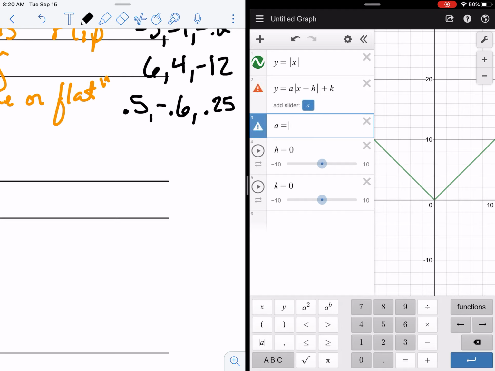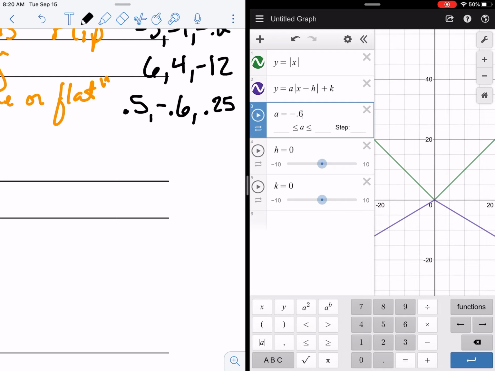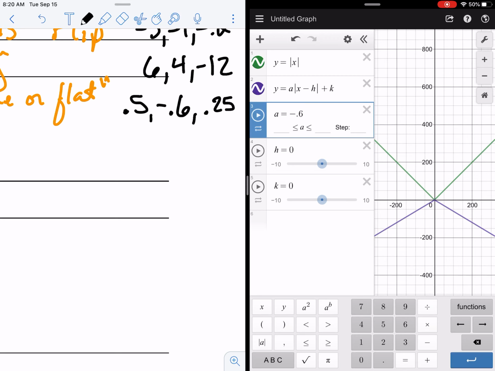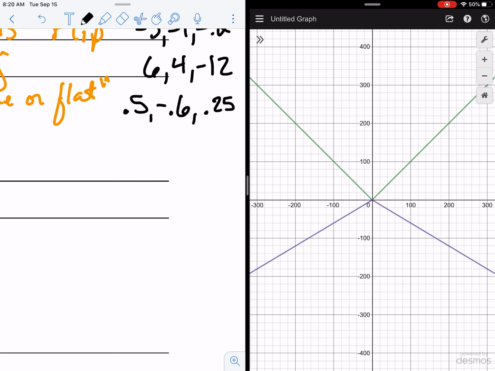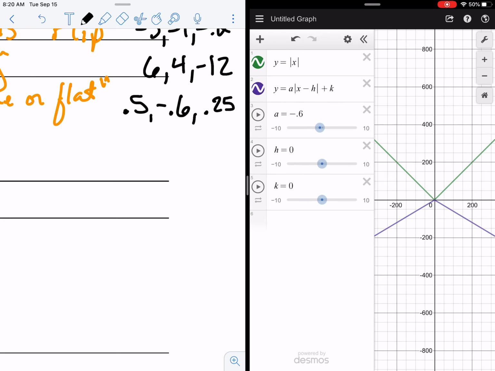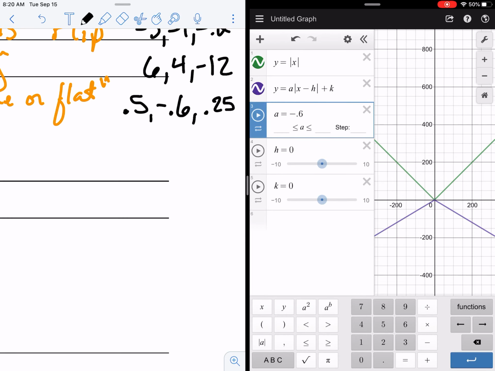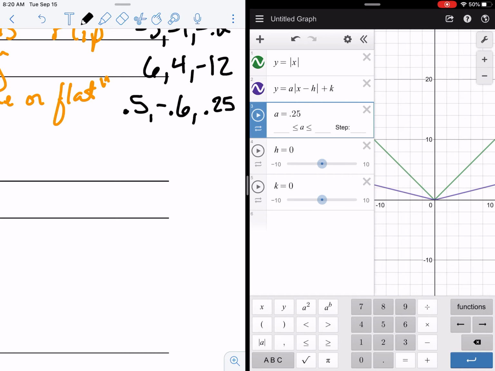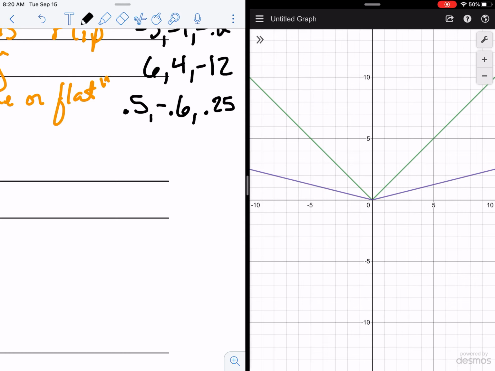I'll then try -0.6. So now it flips, but it's also flatter than what the green graph is. Last but not least is 0.25. And again, it's also flatter than the green graph. So these are what compressions look like.